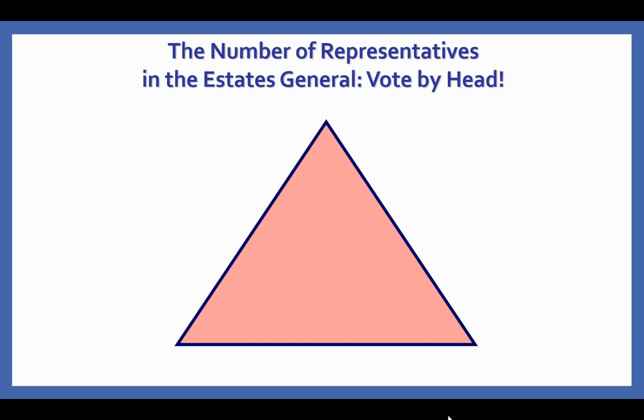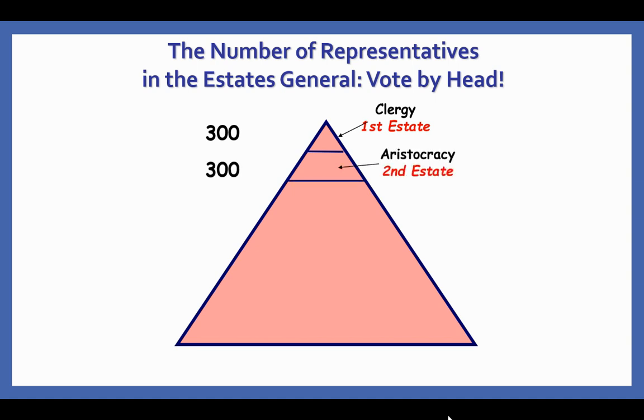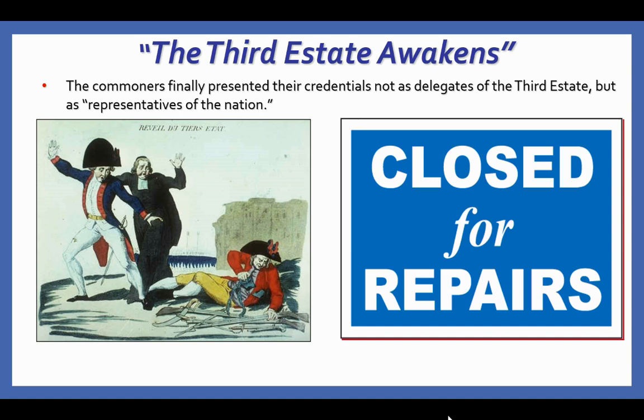When you look at the voting, voting was not done by person, it was done by estate. So 300 clergymen, priests, attended the Estates General, 300 aristocrats, and 648 commoners, yet each had one vote. So the commoners tried to get into the Estates General one day, but essentially found it closed for repairs. And so they went to a tennis court and decided that they were the true representatives of the nation.